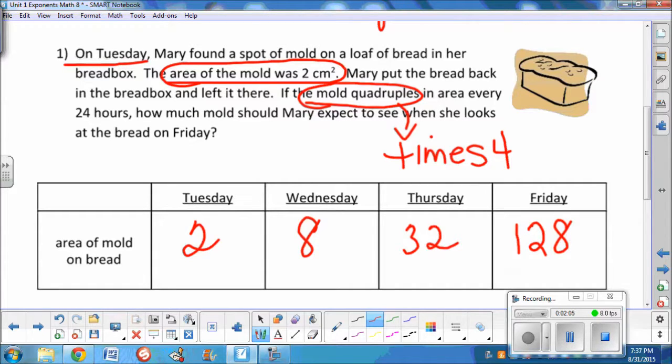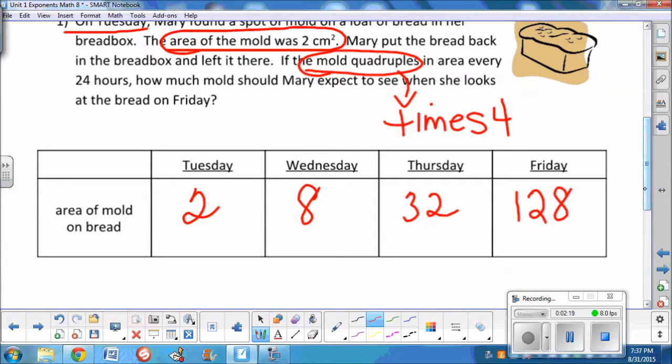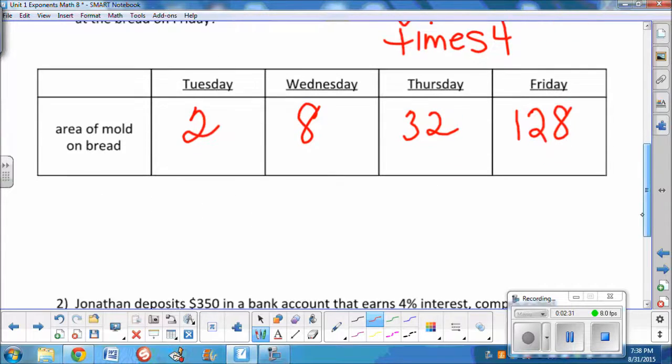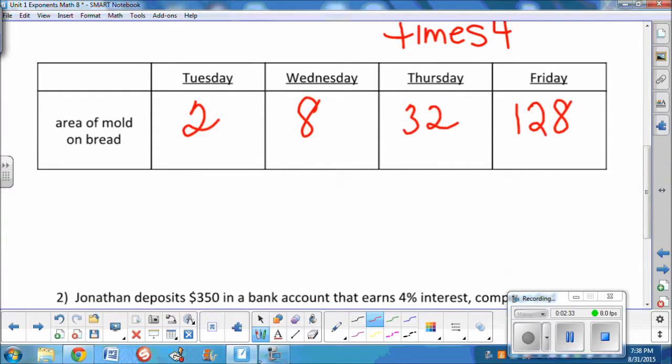Okay. So by Friday, the square centimeters on her piece of bread was 128 square centimeters. That piece of bread was probably pretty moldy. So what did she start out with? Her initial value was 2. What was she multiplying by? She was multiplying by 4. And then Mary should expect to see 128 centimeters squared of mold. Okay? So we put that in a sentence.